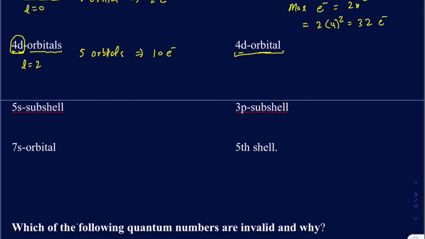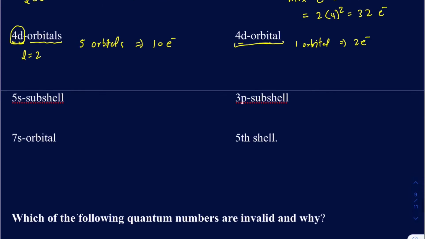Since we're only talking about one orbital, it's going to have only 2 electrons maximum. So the question could have been, okay, how many electrons in a 2p orbital? If it's singular, it means it's talking about only one of the orbitals in the complete set, and if it's only one orbital, it's going to have only 2 electrons in there.